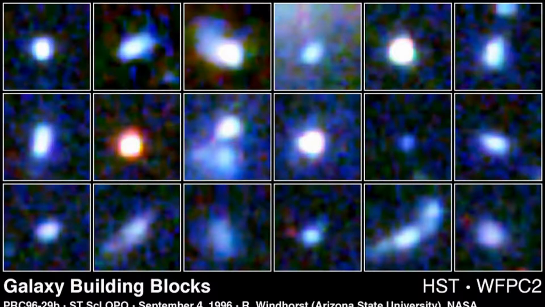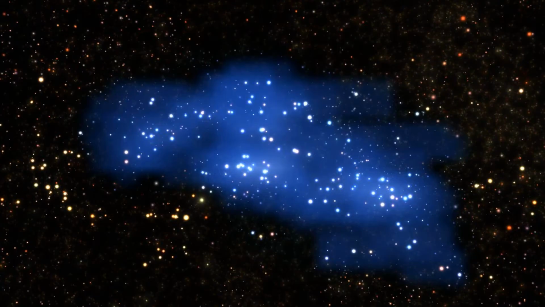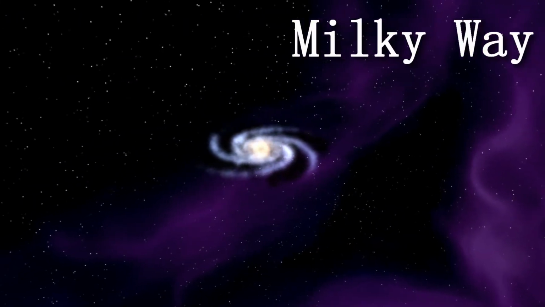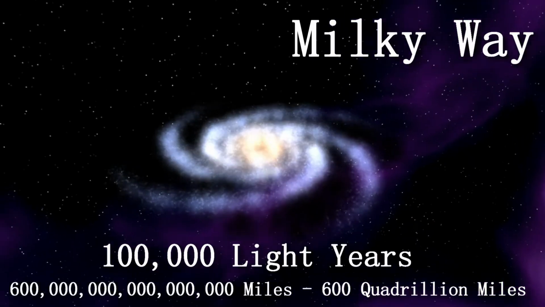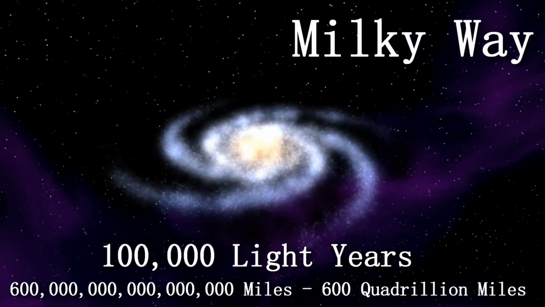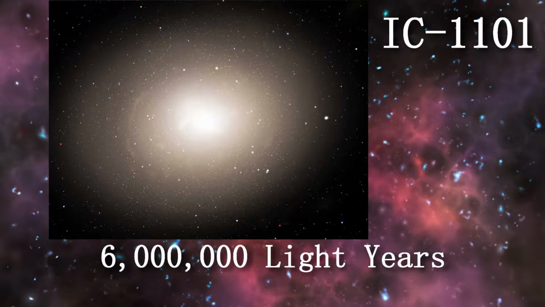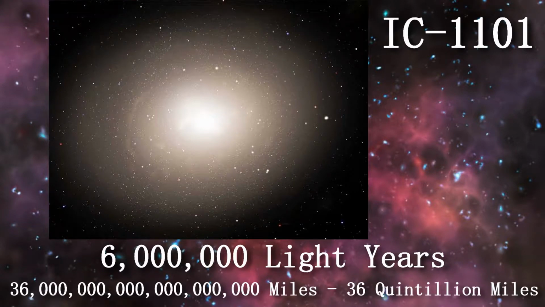Protogalaxies are significantly smaller than galaxies, taking up a region of only about 100 light-years, while our galaxy, the Milky Way, is about 100,000 light-years across. The largest known galaxy, however, IC 1101, is nearly 6 million light-years in diameter. That's 36 quintillion miles.